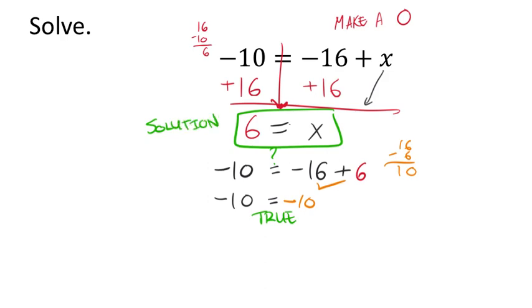Which is, I mean, if you think about it again, there's only one value that would make this true. We found it. There's an infinite number of values that would make it false. We found the true one.